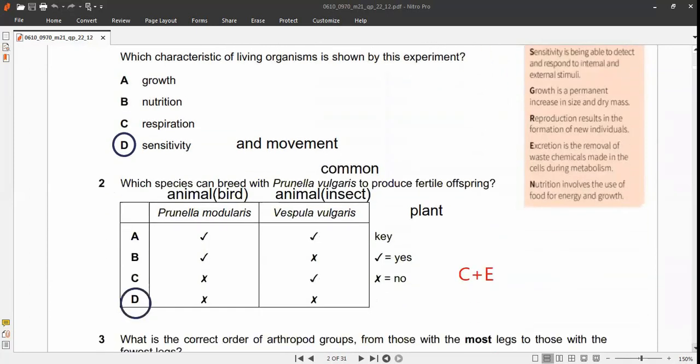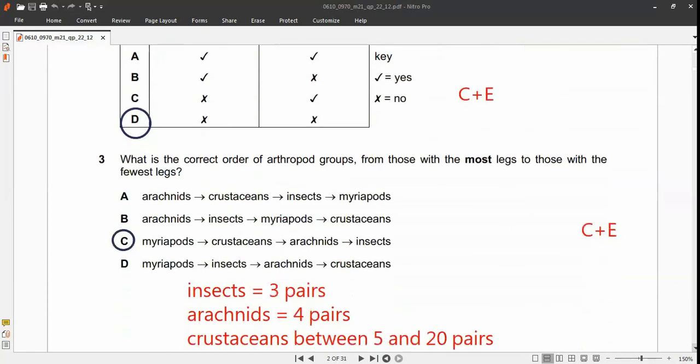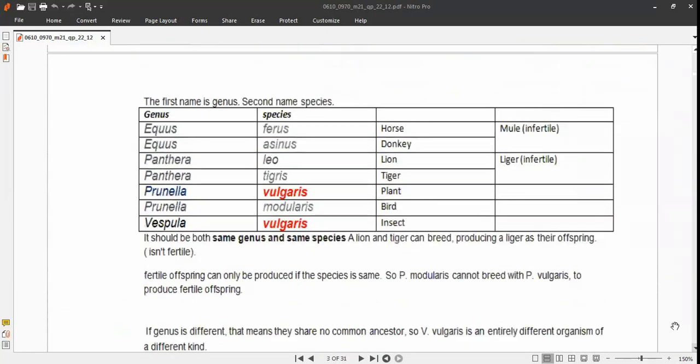Question number 2. Which species can breed with Brunella vulgaris to produce fertile offspring? Brunella medullaris, Vespiola vulgaris. Let's explain this question. We know that the first name is the genus, Brunella, and the second name is the species, vulgaris. So it should be both the same genus and the same species.